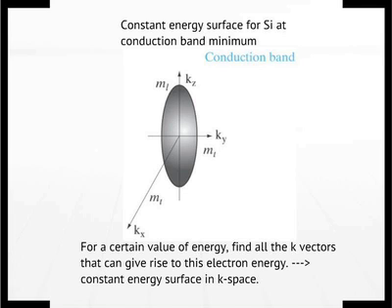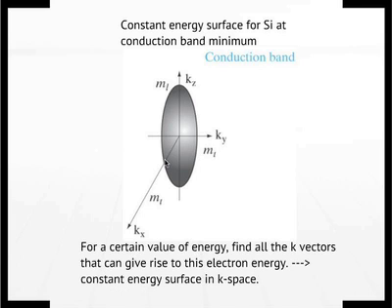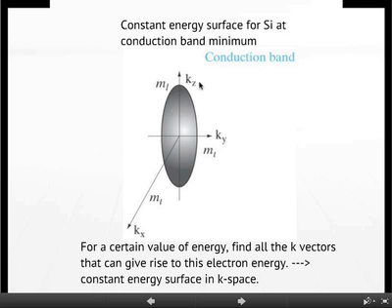So you can see, it's an ellipsoid in silicon. You can see there's a longitudinal mass, which is much higher than a transverse mass of the electron. So although the electron might have the same energy anywhere on the surface, it will have different mass. Okay?